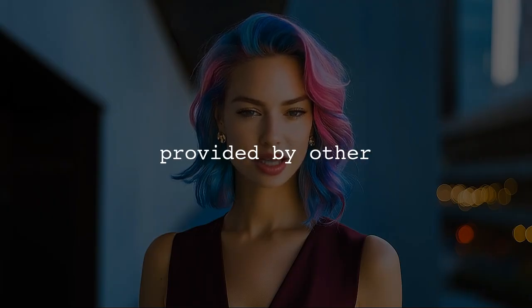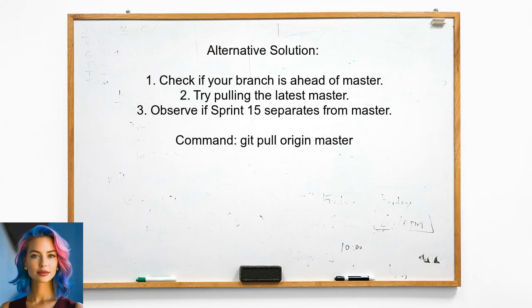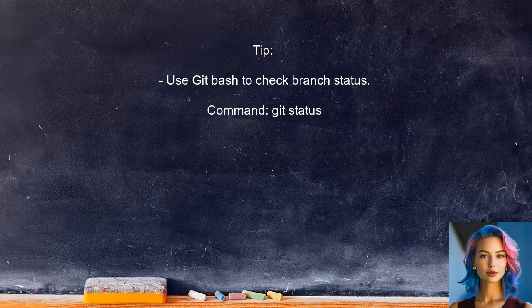Now let's look at the answers provided by other users. One user speculates that your feature branch appears on the same line as master because it is ahead by several commits. They suggest pulling the latest master to see if Sprint 15 then appears as a separate line. Additionally, they recommend using Git Bash to verify your branch's status if you're uncertain.